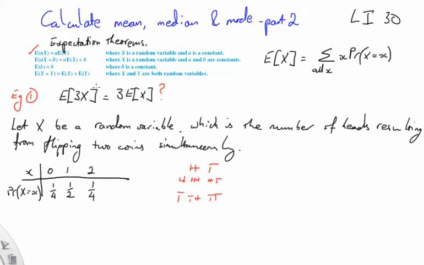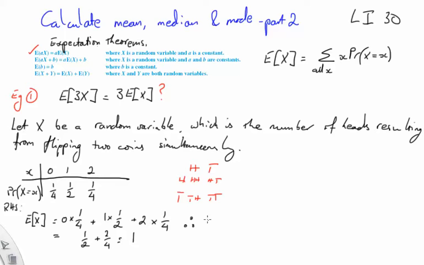Well, I'm trying to prove that this is true. Alright, well, let's calculate the expectation of x. So let's work out the right hand side of our equation. So the expectation of x, well, that equals 0 times a quarter plus 1 times a half plus 2 times a quarter. So that equals a half plus 2 quarters, which equals 1. Okay, so that's the expectation of x. Therefore, 3 times the expectation of x must equal 3.